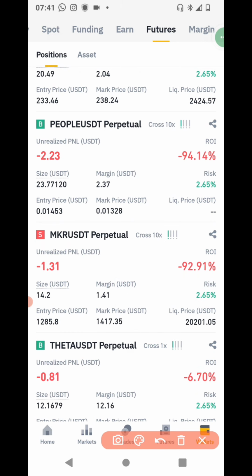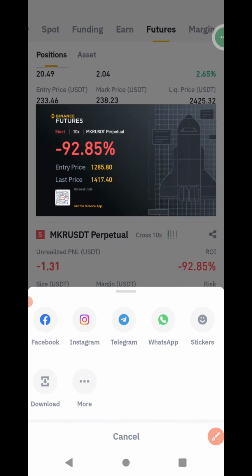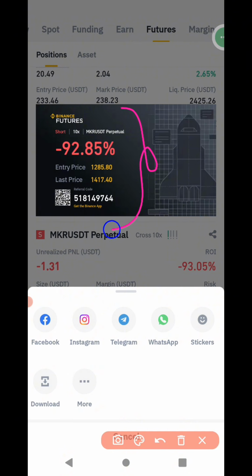So a lot of people panic because they don't have the understanding of what is going on in their back office. Okay? You see a lot of people, they will just come to this MKR trade, click on share, and send it to somebody. The person will say, oh, you are using a very bad bot. Oh, you have lost 92.85% of your capital. Shut down that bot. But that's not the reality, bro.